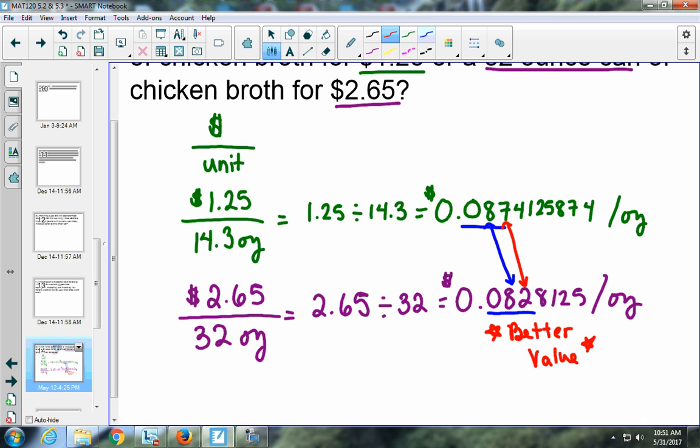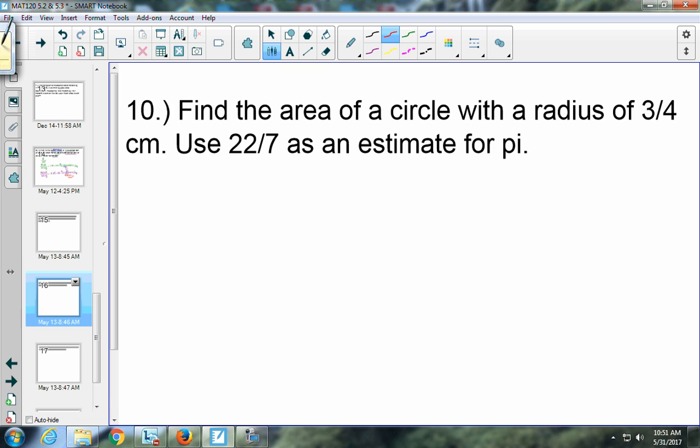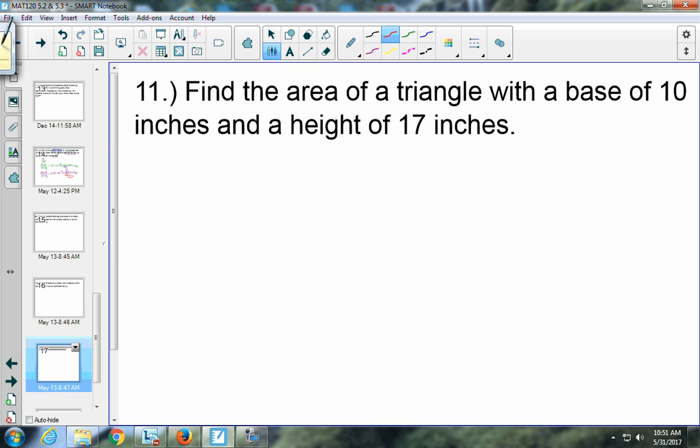So the next example we're going to look at deals with the area of a triangle. So this is example 11. It says find the area of a triangle with a base of 10 inches and a height of 17 inches. So most of the time when we're sketching a triangle, we sketch a right triangle. They don't tell us that it is one, but it's what we generally draw.